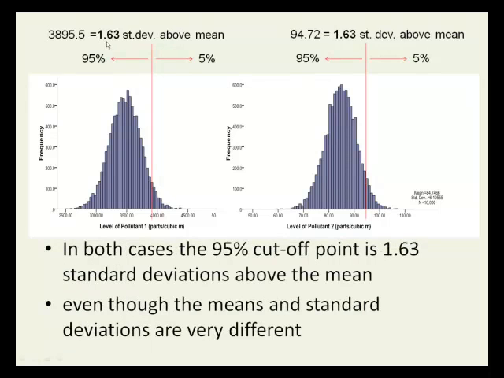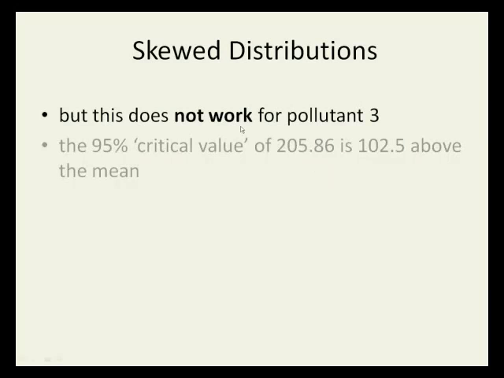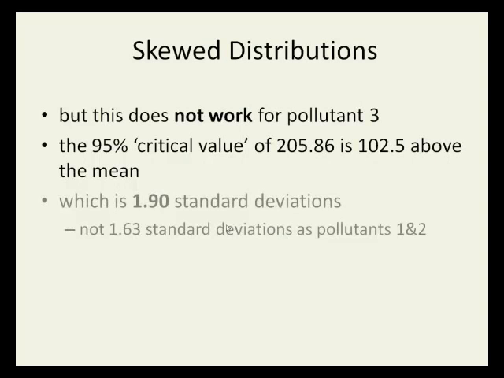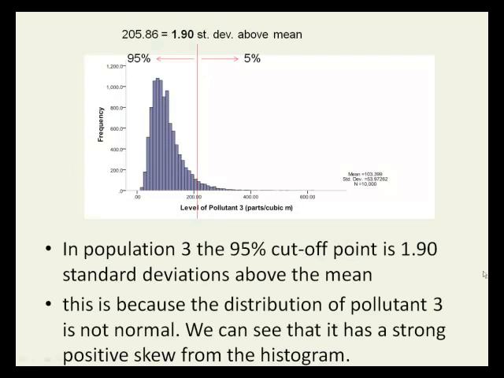Because then you find in each case it's the same number of standard deviations, even though the numbers themselves are very, very different. It turns out that 1.63 will always give you this 5%, 95% cutoff. At least that's from the experiment. Actually, it should be 1.64, but it's close enough. Now, it doesn't work for pollutant 3. In pollutant 3, you'd need to have 1.90 standard deviations, which is not very helpful, because it's skewed. So the rule does not work for number 3.